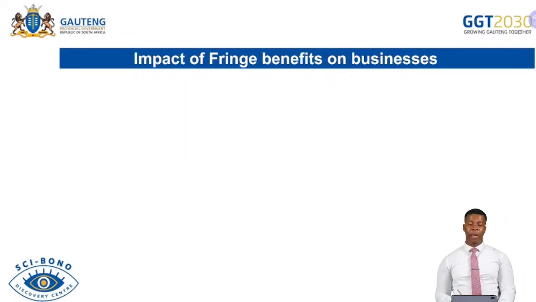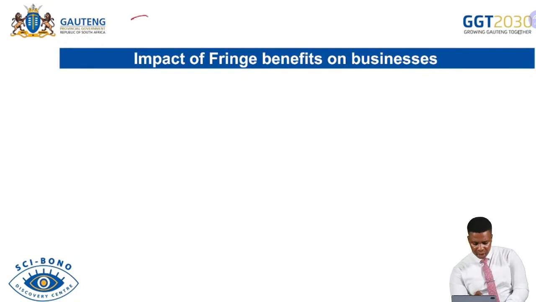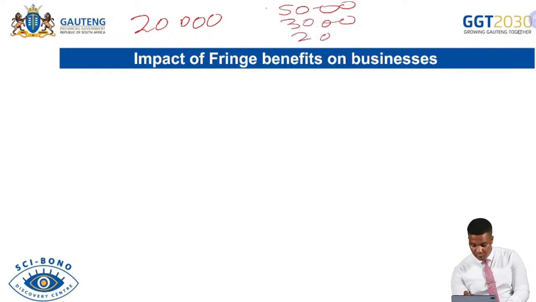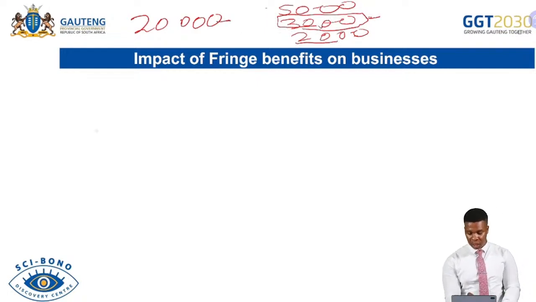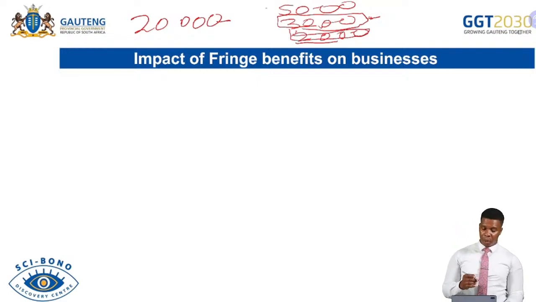Now, let's look into the impact of fringe benefits. Remember, with fringe benefits, let's say you're earning 20,000, and then you have your medical aid. With your medical aid, the total cover is 5,000. But the business is saying, since the cover is 5,000, we will pay 3,000 on your behalf, and you pay only 2,000. So 3,000 is part and parcel of your salary. So it becomes a fringe benefit, this 3,000 is beyond your salary. It's not deducted from your 20,000. The only amount that is going to be deducted from your 20,000 is the 2,000, but the 3,000 will come from the business. So that's what we mean with fringe benefits.